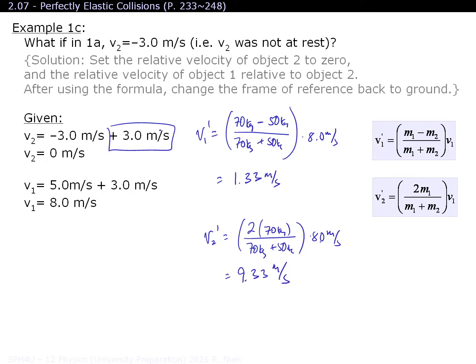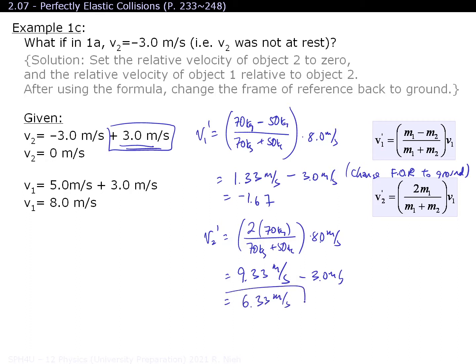Now remember that initially I had to add 3 meters per second to nullify things? Well, now I have to do the opposite. So if I need to change the frame of reference to the ground, I now need to subtract 3.0 meters per second. So 1.33 subtract 3 will give us negative 1.67. And for the second object, 9.33 subtract 3.0 meters per second will drop down to 6.33 meters per second.